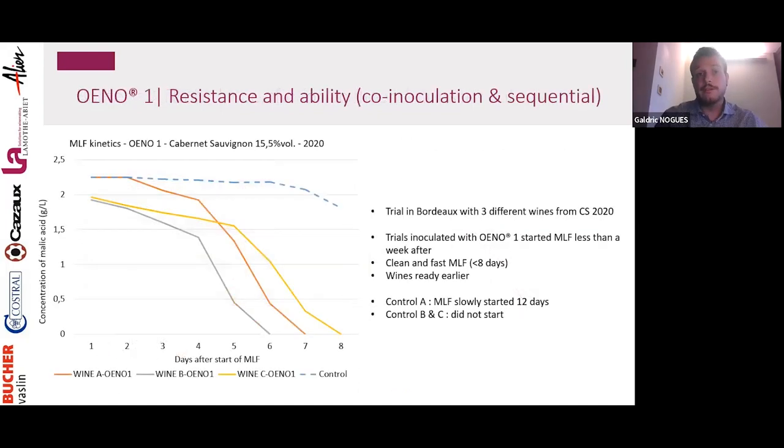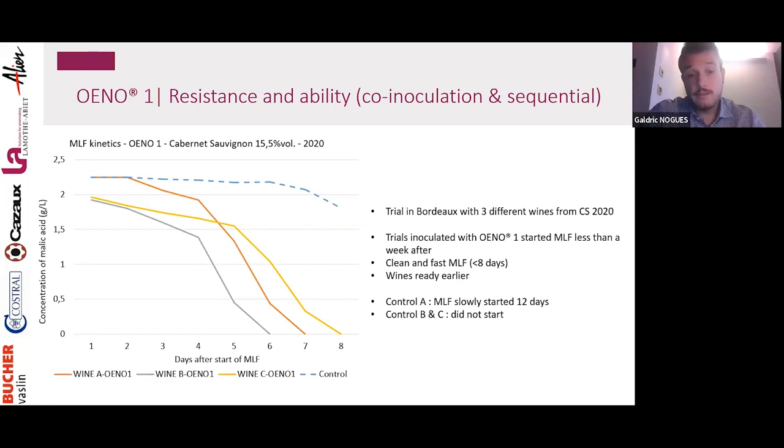When we talk about an easy use or a very efficient use of the bacteria, then we can talk about Pono 1 as well, because it's very suitable for co-inoculation and sequential. So Pono 1 is one of the bacteria we have that hold very well the alcohol. You can see it in this trial. It was 3 different wines, so wine A, B, and C, all fermented with different yeast. So basically, that's why you have a difference of the malic acid content. And each of them has been inoculated with Pono 1 to run the malolactic fermentation. Then the control, of course, was not inoculated, so it didn't start in malolactic.